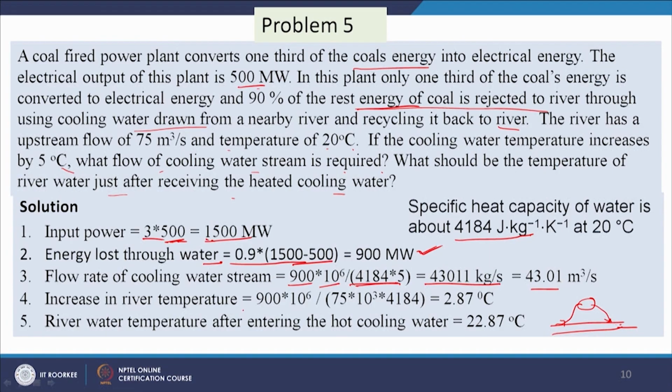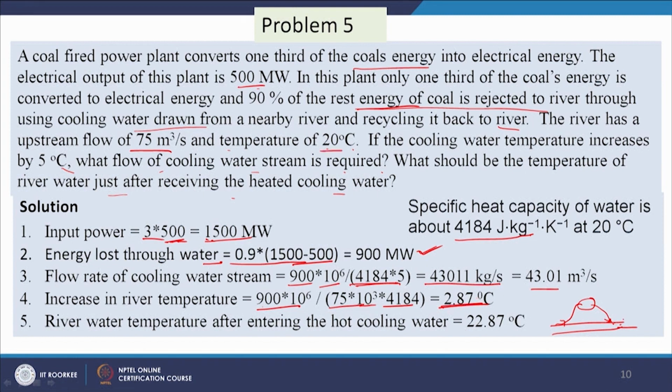And then the increase in river temperature. Again, whatever heat is generated all comes into this, and it is mixed with the total water flow of the river. So, 900 into 10 to the power 6 divided by 75 meter cube per second into 10 to the power 3 into 4148, that is equal to 2.87 degree centigrade. So, this is the temperature rise, and initially it has 20 degree centigrade.